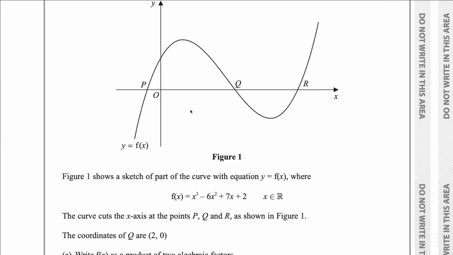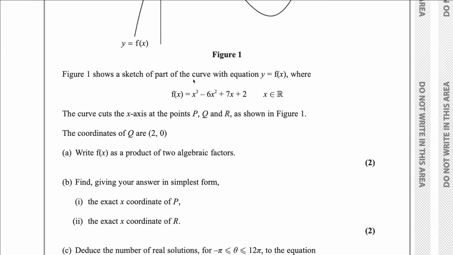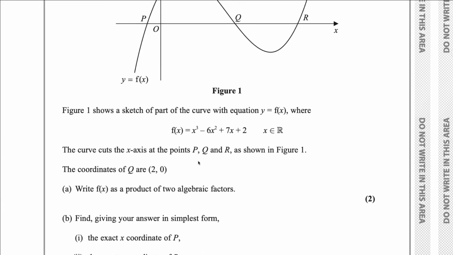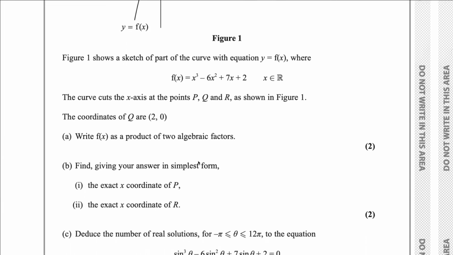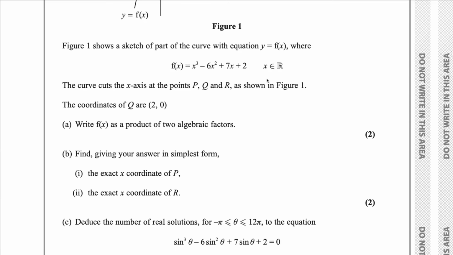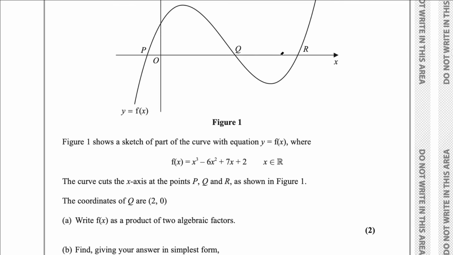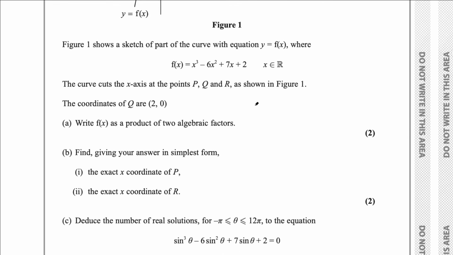Question 4 starts off with a diagram, and it says figure 1 shows a sketch of part of the curve of the equation y equals f of x, where f of x is equal to x cubed take 6x squared plus 7x plus 2. The curve cuts the x-axis at the points P, Q, and R as shown in figure 1. The coordinates of Q are (2, 0). Write f of x as a product of two algebraic factors.